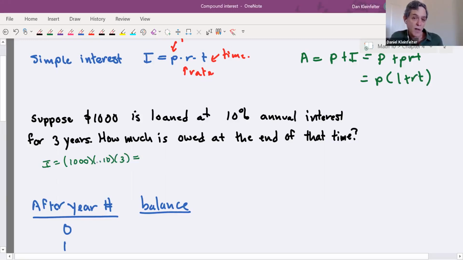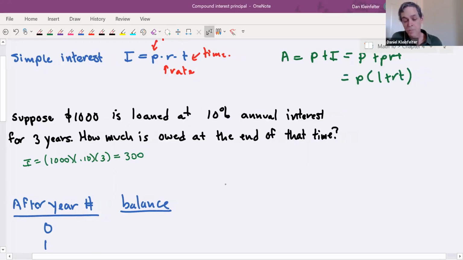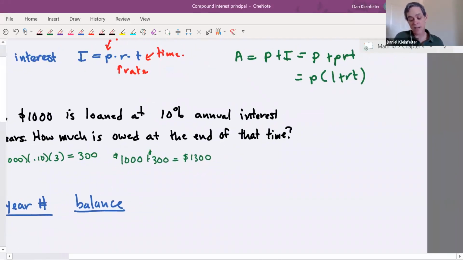1,000 times 0.10 is 100, times 3 is 300. Okay, so that would be the dollar amount of interest. Of course, you'd want to get paid back your $1,000 too. So the amount to pay back would be 1,000 of principal, plus the $300 in interest, or a total of $1,300. Okay, so that would be the answer to the question. How much is to be owed at the end of that time?